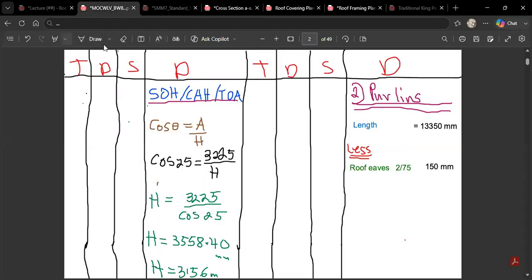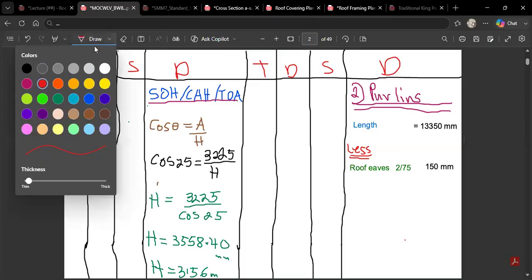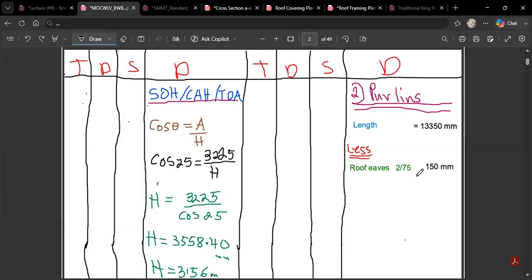So after letting the roof eaves, what are we going to get? It's just the same as what we did at the initial stage. We are going to get 13,200, just as we did initially. Then from there, we want to know the number of the purlins.